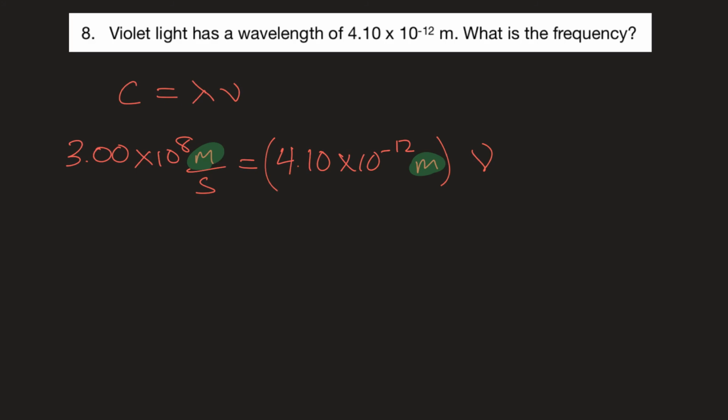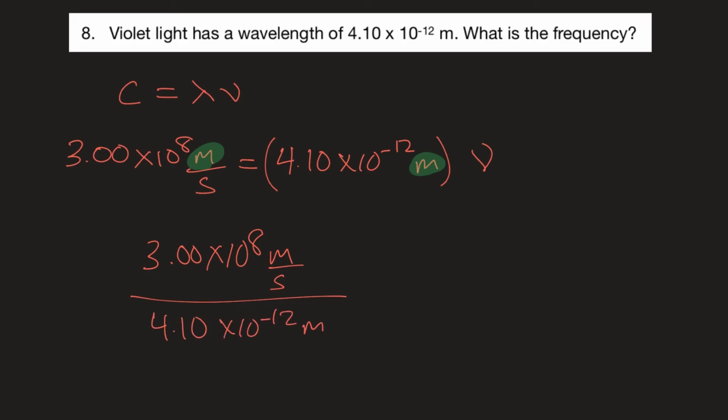So when I go ahead and do the algebra here, I get 3.00 times 10 to the 8th meters per second over 4.10 times 10 to the -12th meters. All right, that way my meters cancel out, and I will get 7.32 times 10 to the 19th.